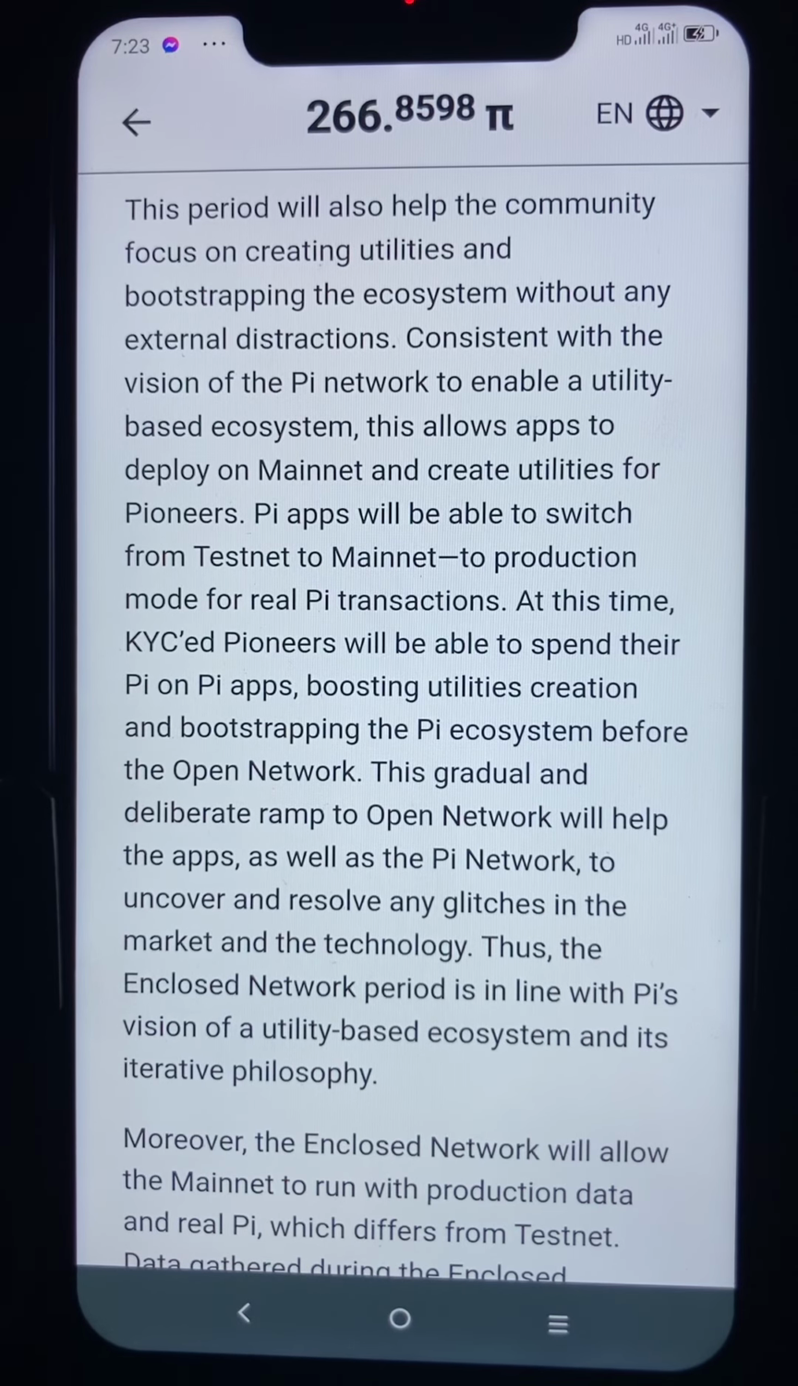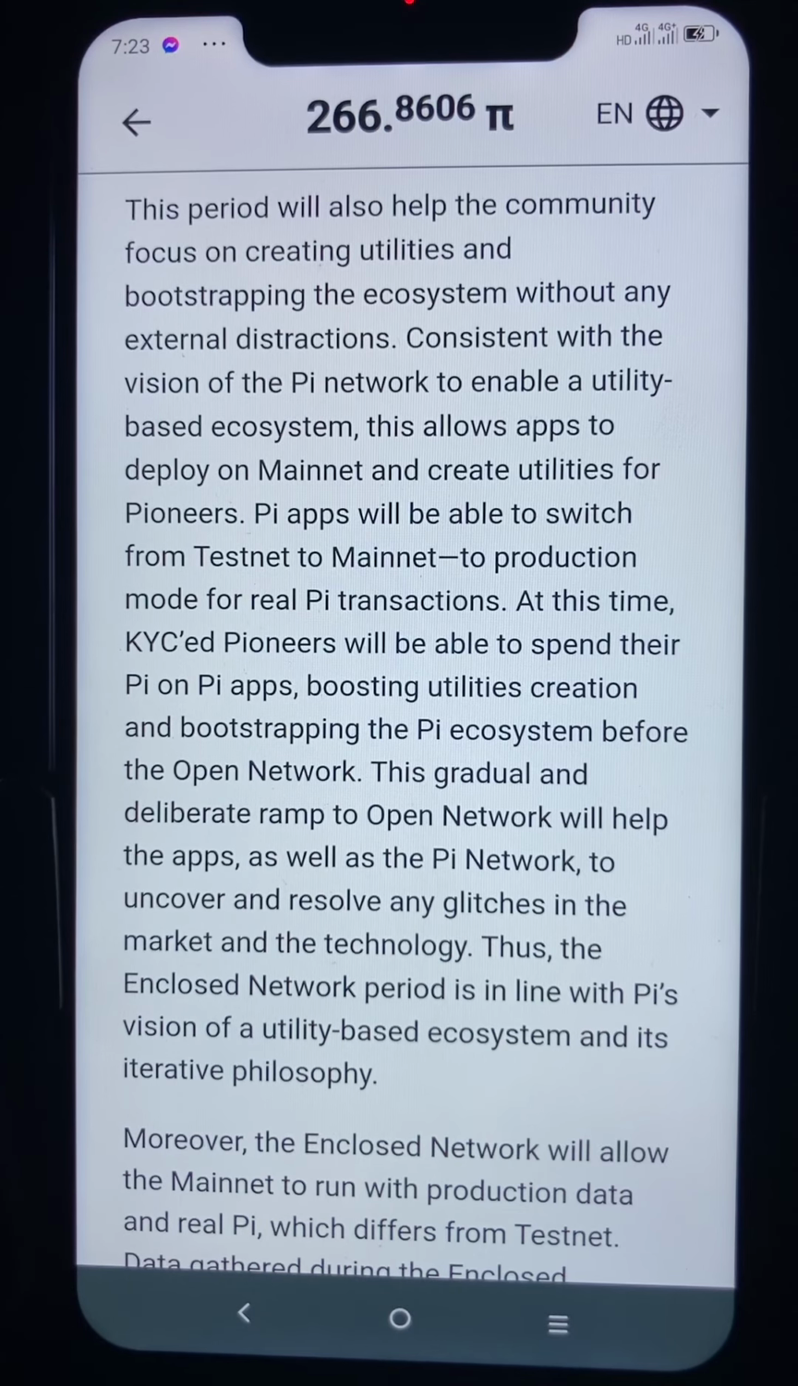This gradual and deliberate ramp to open network will help the apps as well as the Pi network to uncover and resolve any glitches in the market and the technology. Thus, a closed network period is in line with Pi's vision of a utility-based ecosystem and its iterative philosophy.